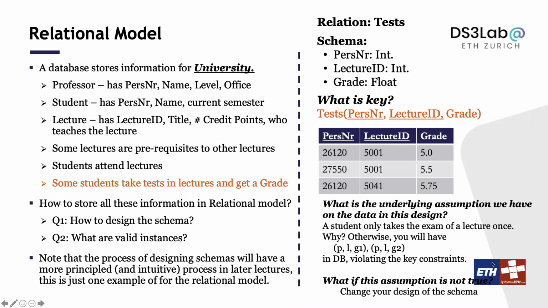Oh yes, yes. Oh, okay. So that's a very nice catch. So here I'm just abusing the notation to not write the name of the attributes. So the right way to write this would be personnel number equals P, lecture ID equals L, grade equals G1. Okay, but that's simply too long. So I'm abusing the notation a little bit to specify the tuple. Yeah, but that's a very good question.